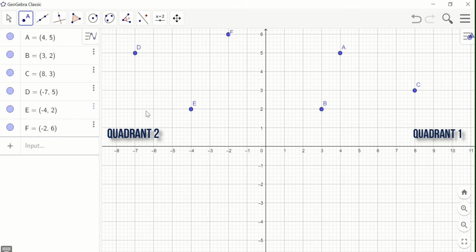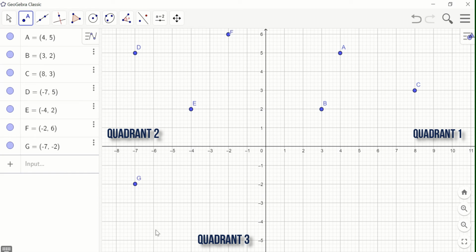Now, what do you observe? So in Quadrant 2, as you can see here, when we are in Quadrant 2, our x values are always negative. That's because we are going to the left when we are in Quadrant 2. But our y values are still positive because under Quadrant 2, as you can see, we still go up. Okay, we still go up. Now, let's now go to Quadrant 3.